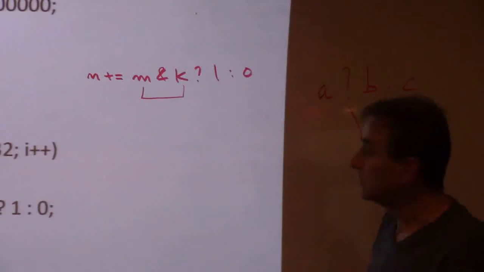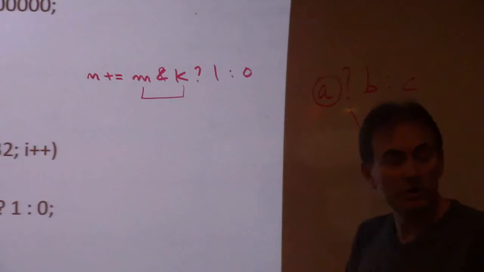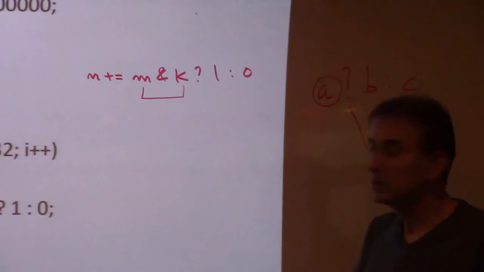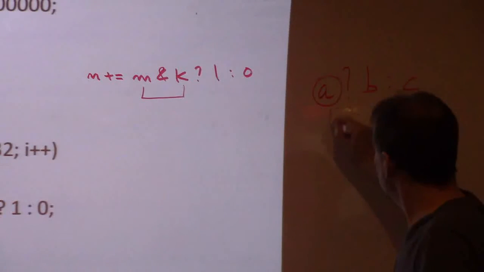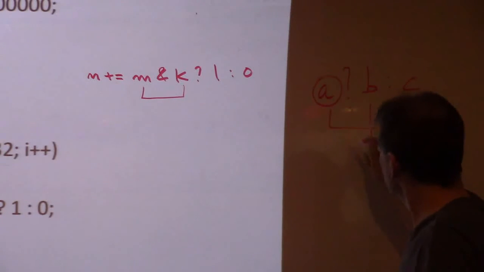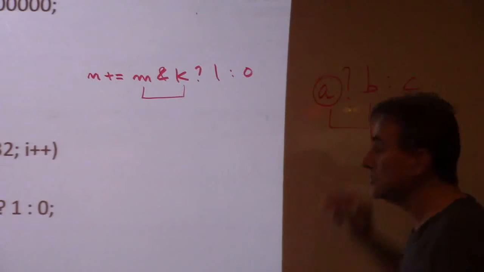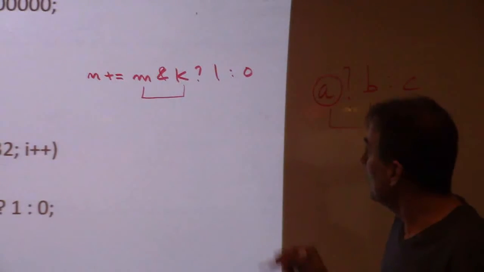The conditional operator looks like this. If the first thing in front of the question mark, if that expression is true, the expression returns B, but if it's false, it returns C. And so it returns a single value. You understand? So, M and K.